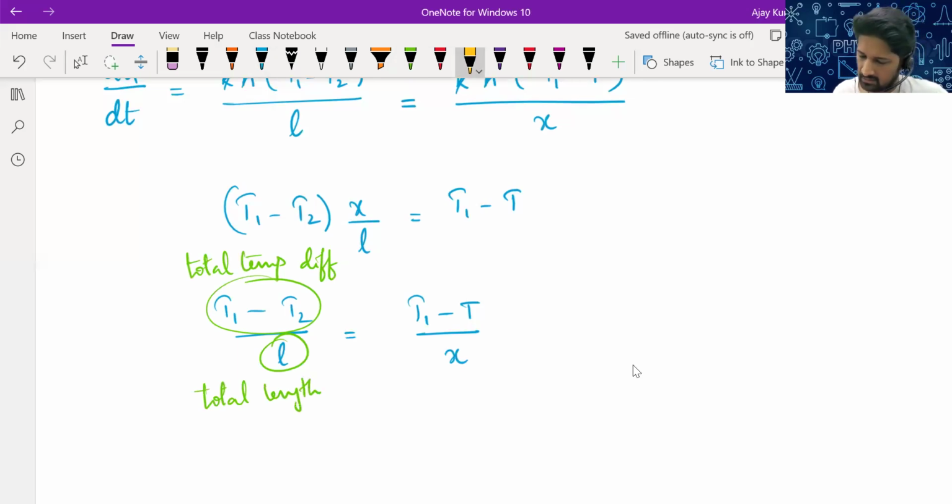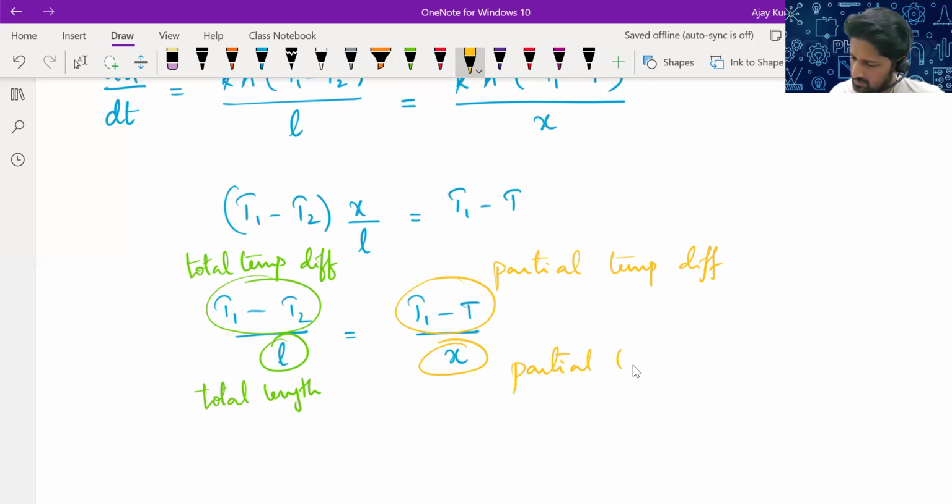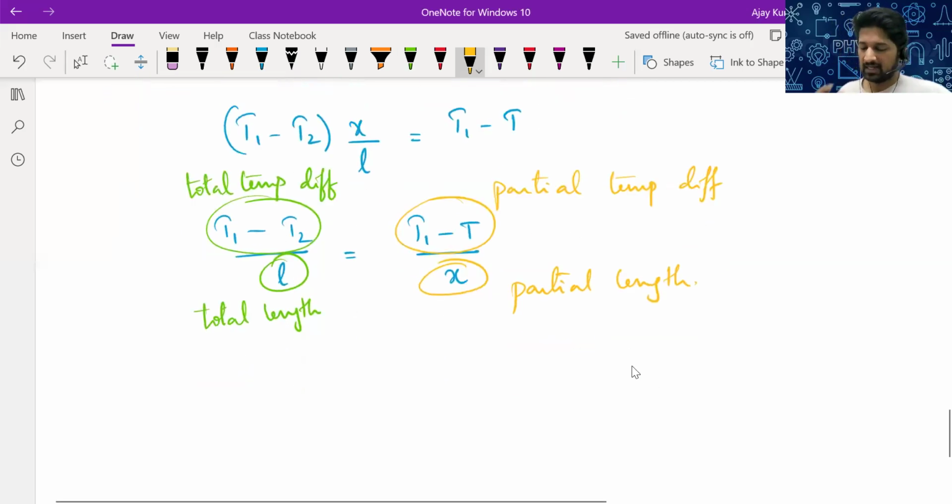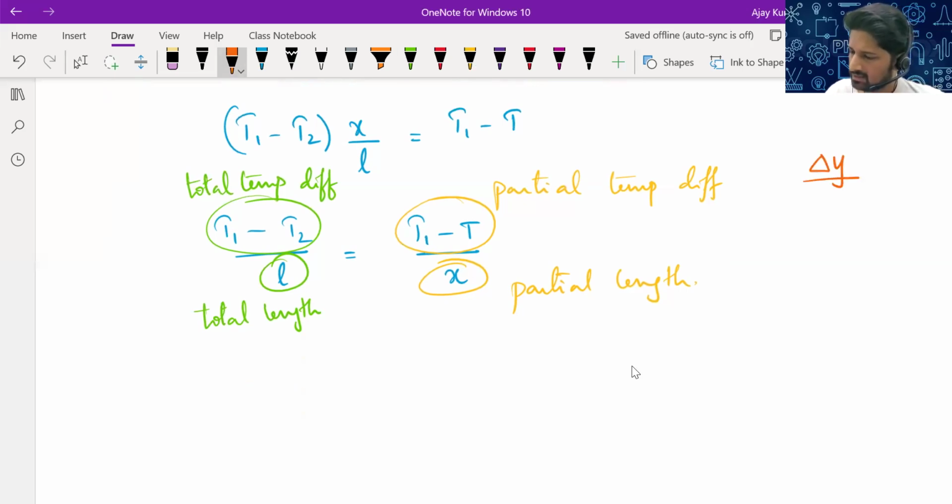What do you have on the right hand side? Partial temperature difference. And this is partial length. So basically, temperature difference divided by the distance is same everywhere. Okay. And temperature difference divided by distance between 2 points is nothing but temperature gradient. Generally, gradient of any quantity y is change in y per unit change in distance x. Okay. You call this as gradient.